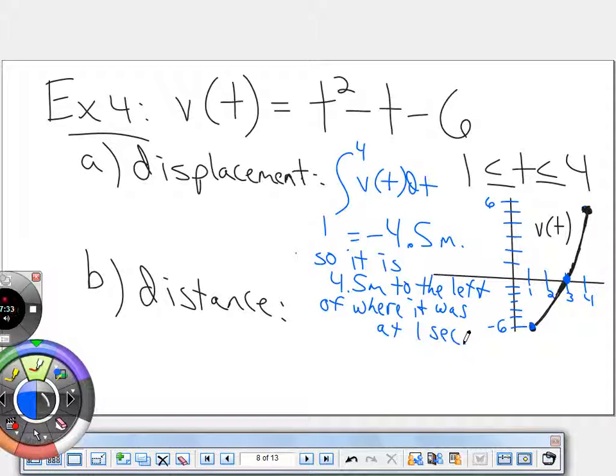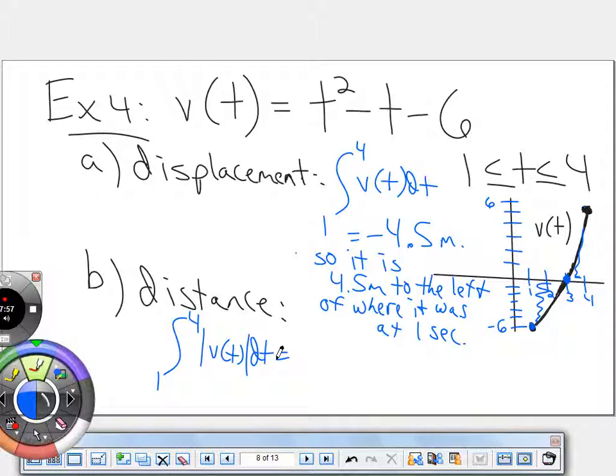Makes some sense? Okay. Now the distance is a little bit different. We really need to accumulate all of this area, and we need to accumulate all that area as well. So we're going to do the same thing, 1 to 4, but we'll just make sure that we've got our velocity function in absolute value bars so that we get a total distance.